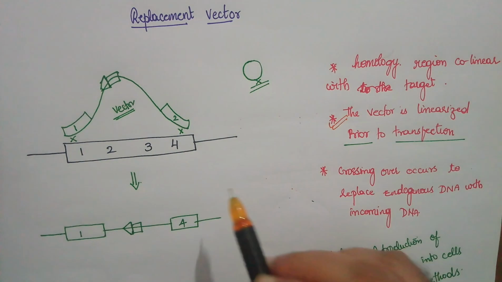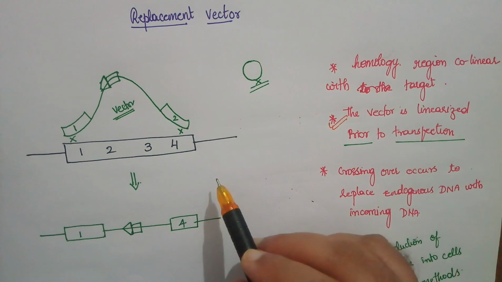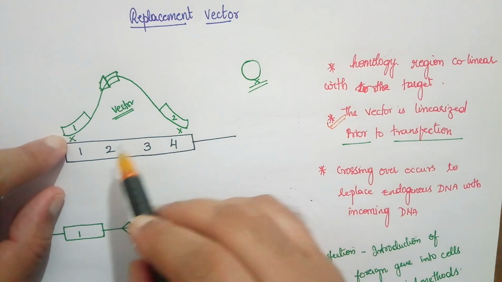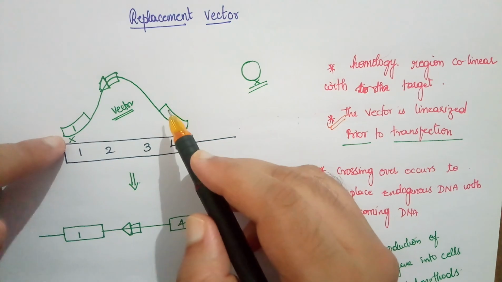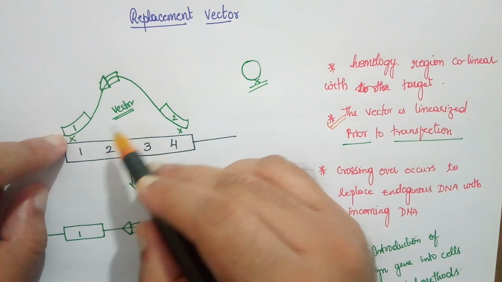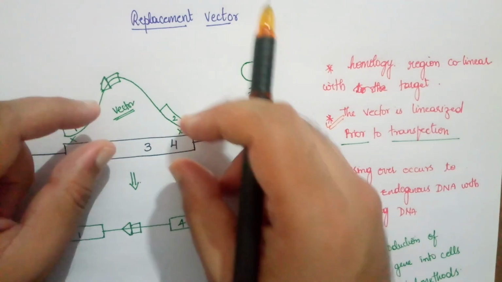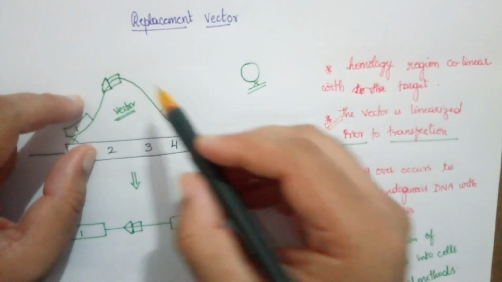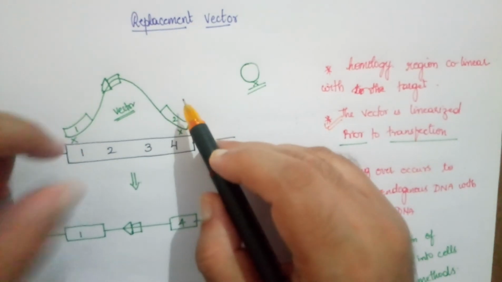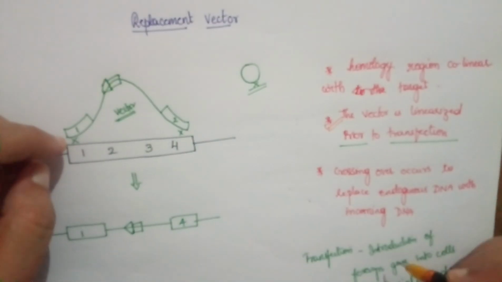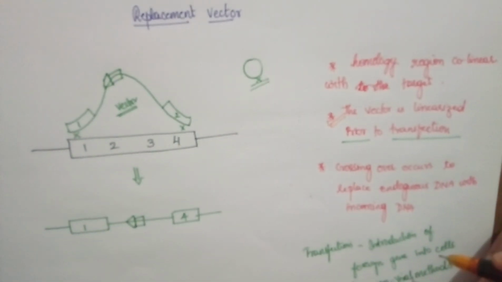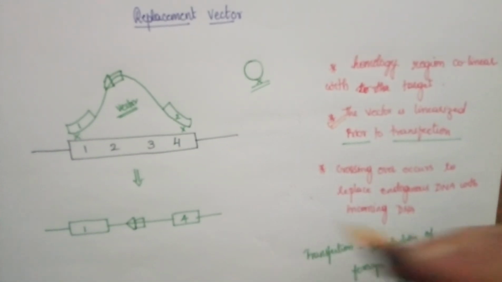Just understand this very carefully. So replacement vectors, why are they designed? They are designed in such a way that they are linear to the homology region. They usually use the word collinear, meaning both of them are in alignment, both of them are linear, and this vector is linearized even before transfection, before this foreign gene is entering inside the cell itself. This is one important thing that you should remember.